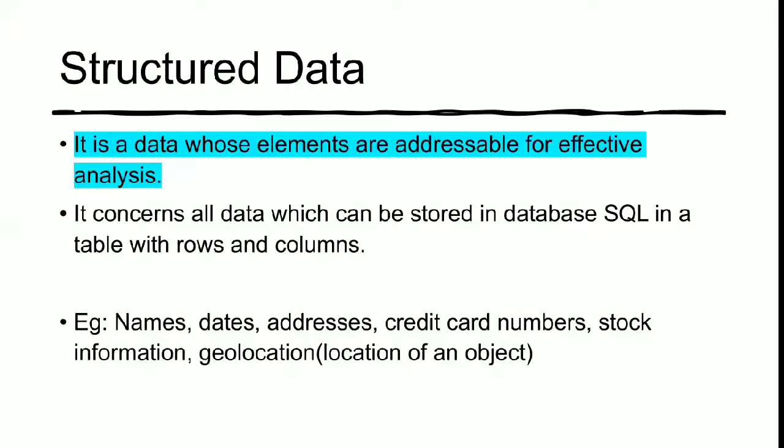For example, in structured data, we store information such as names, dates, addresses, credit card numbers, stock information, and geolocation. Geolocation means the location of an object. To explain it in more depth, geolocation is when we are moving somewhere and tagging something on a map. That is geolocation, an object at a particular location. These are all examples of structured data. So let's continue with semi-structured data.